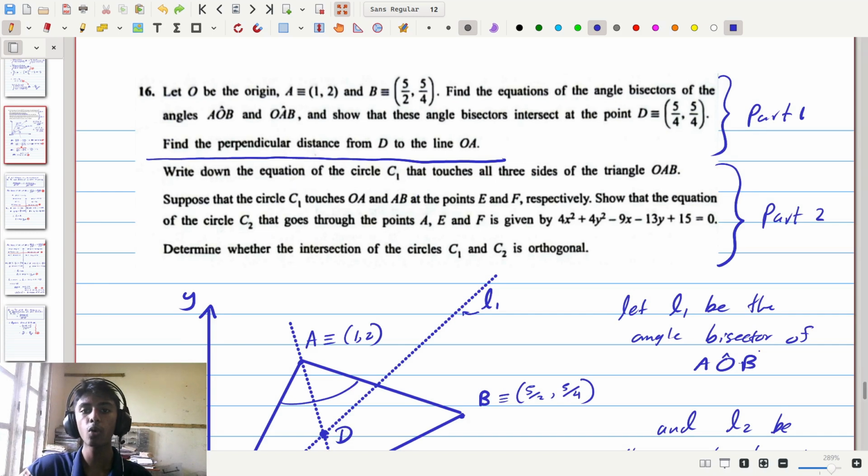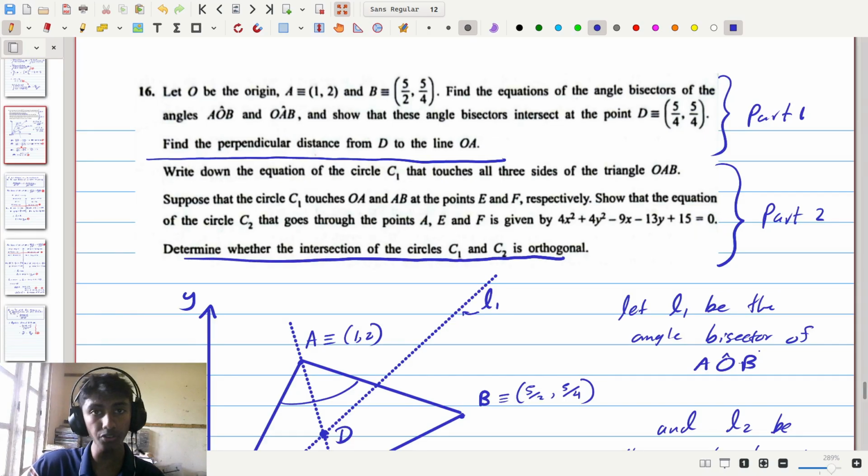Now given this, we're then asked to show that the equation of the circle C2 that goes through the points A, E and F is given by 4x² + 4y² − 9x − 13y + 15 = 0. And then finally we are asked to determine whether the intersection of the circles C1 and C2 is orthogonal.